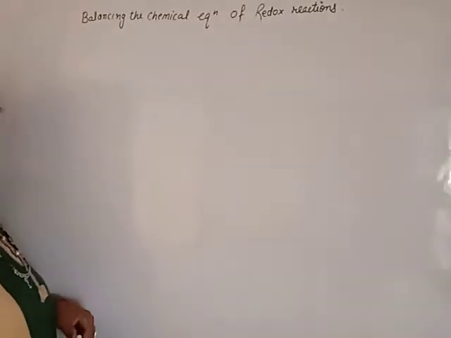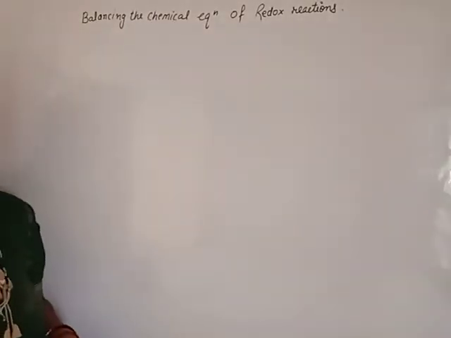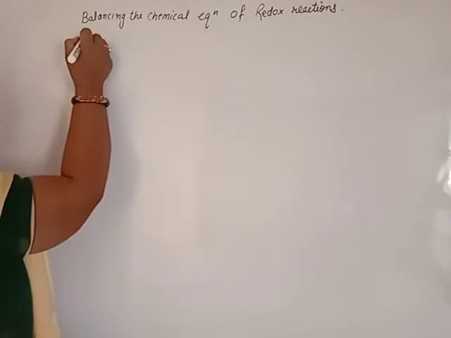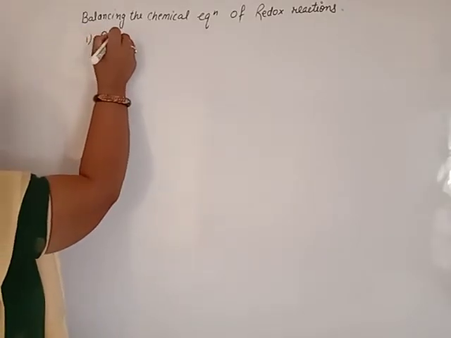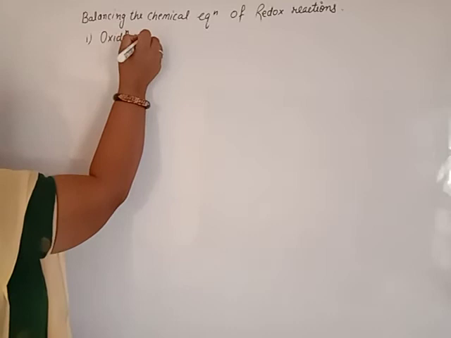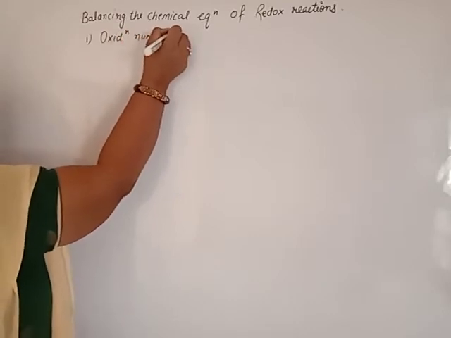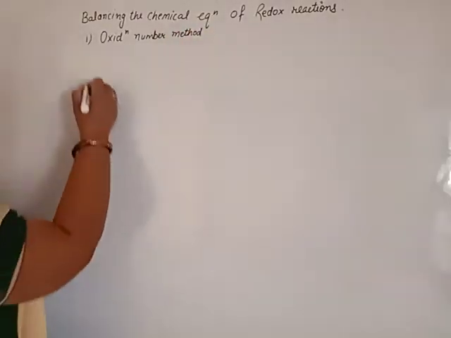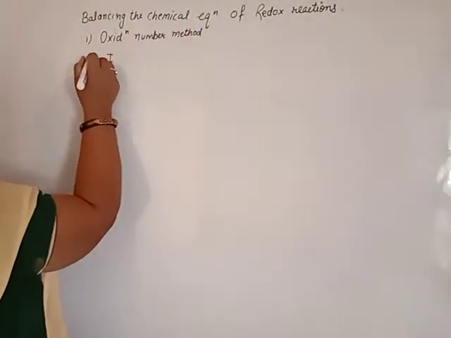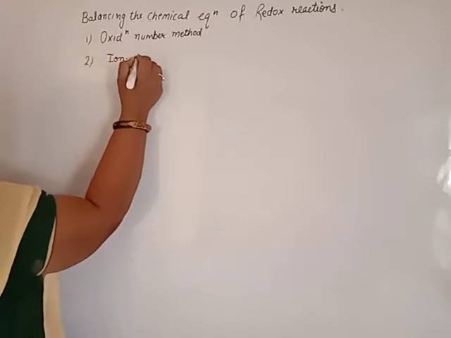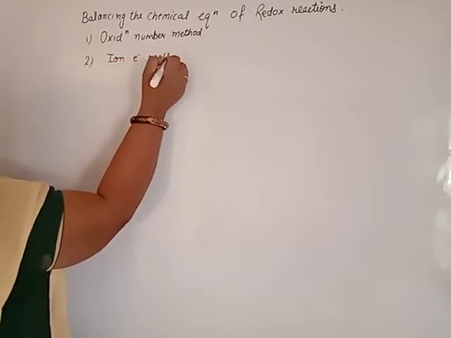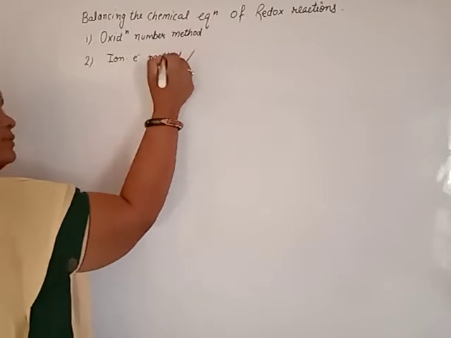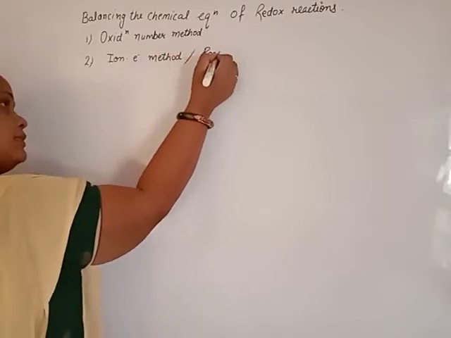Balance the chemical equation of redox reaction. To balance the redox reactions, we have two methods. First method is known as oxidation number method. And second one is known as ion electron method. This method is also known as half reaction method.